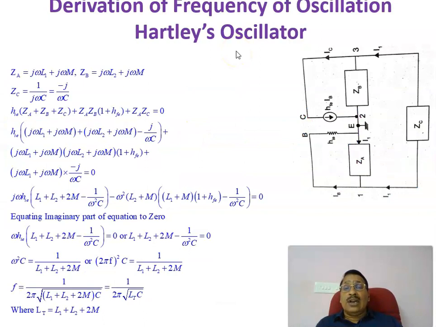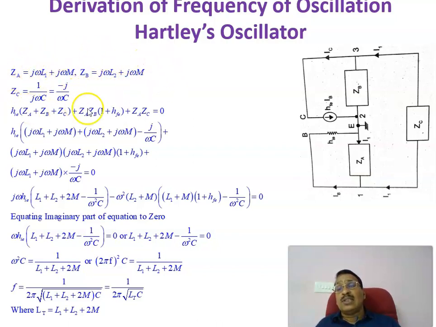To derive the output frequency equation for a Hartley oscillator, F equal to 1 by 2 pi root of C into LT, you again take the generalized equation to get A beta equal to 1, in which ZA is defined as j omega L1 plus j omega M, ZB is defined as j omega L2 plus j omega M, as the mutual inductance is also there, and ZC is given by 1 by j omega C, which equals minus j by omega C. So these are ZA, ZB and ZC.